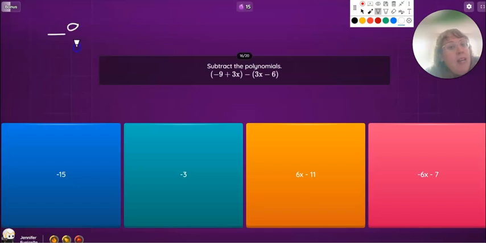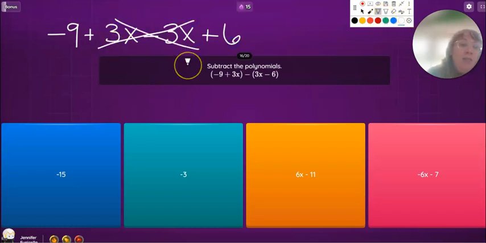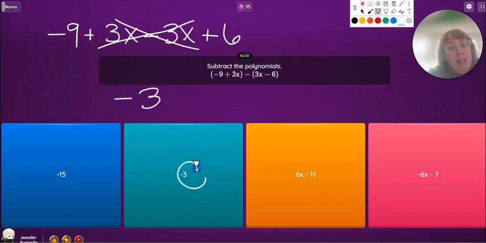Okay, we have a negative 9 plus 3x, and then we're going to distribute that subtraction sign. So we get a negative 3x minus a negative 6 is a plus 6. 3x minus 3x cancel to 0. So we just have negative 9 plus 6, which is a negative 3.